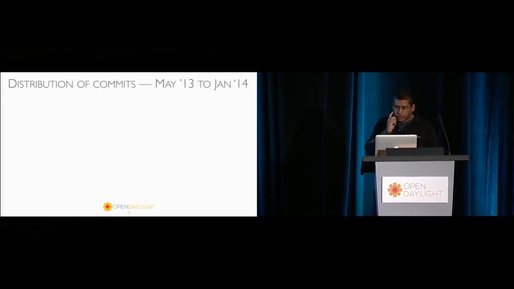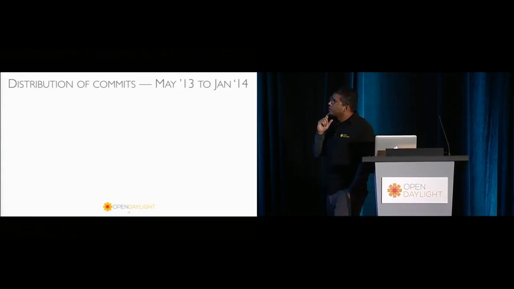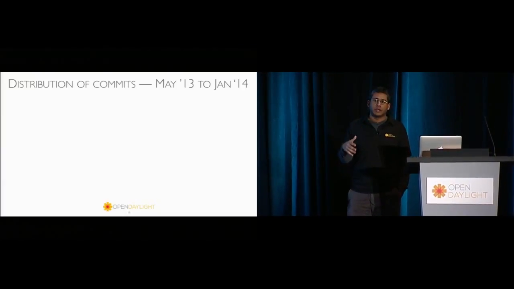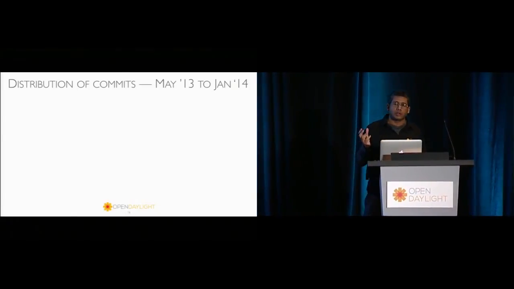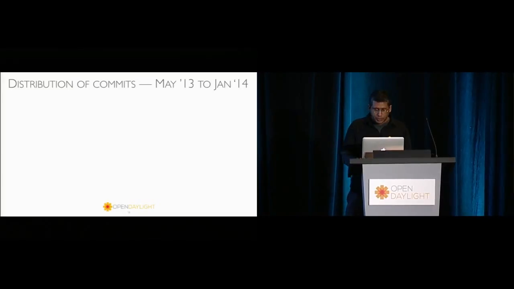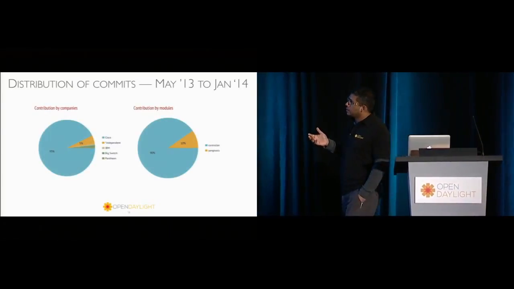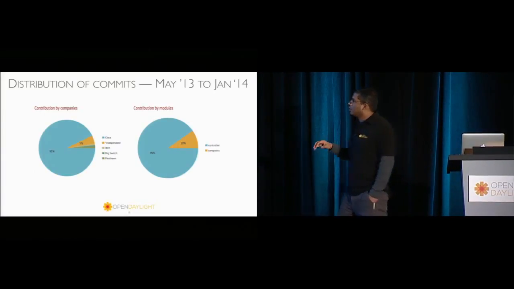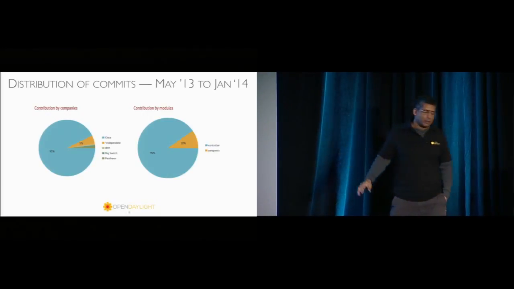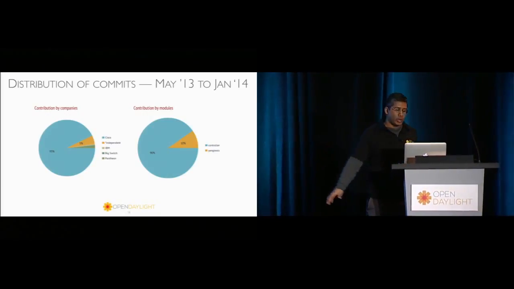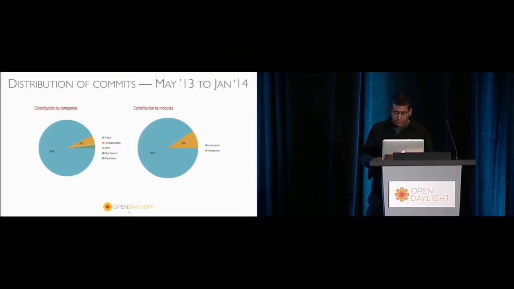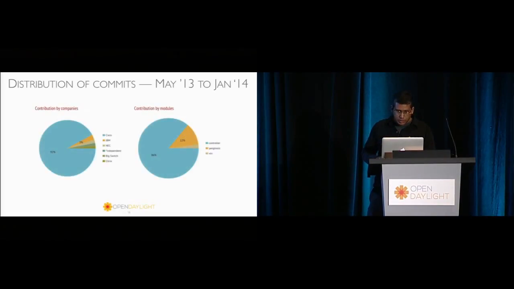So let's take a look at how the project has evolved in terms of the distribution of commits. By distribution, I mean the patches that are coming into the project across companies and across projects, companies and individuals. When we started in April, May, it is pretty dominated by the controller code base. You can see that controller is over 90% of the code, and there's one company, Cisco, given that they brought in the code base, dominating the commits, and that persisted even into June.